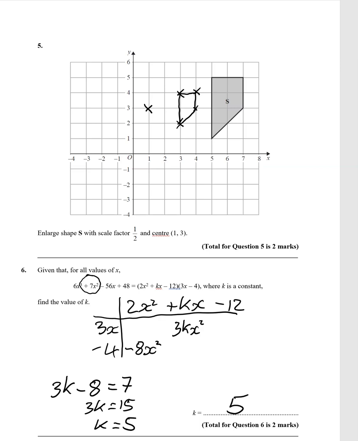Let's put the answer on the answer line. We could complete the rest of the grid, but we don't really need to. We're only interested in the x squareds.